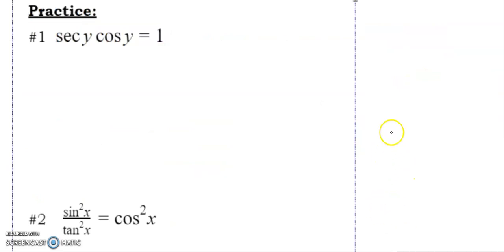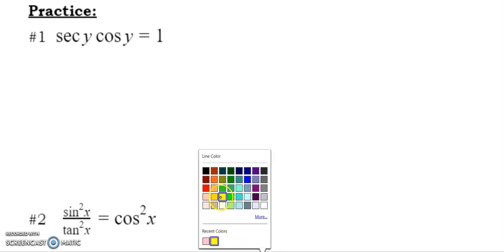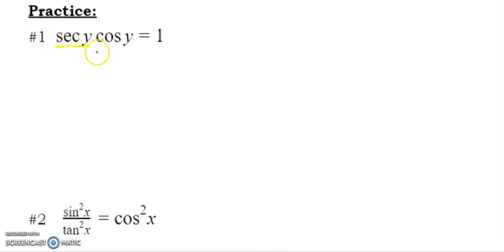So the first problem, the other thing you want to do is remember to pick a side, okay? In general, I try to pick the more complicated side and clean that up because, in my opinion, it's more likely to work if you try the complex side and pare it down. Anyway, I look at this very first problem and I notice that we have secant and also cosine, okay? And so I'm going to say to myself, well, I know that secant and cosine are reciprocals of each other. So that's definitely something you want to keep in the back of your head.